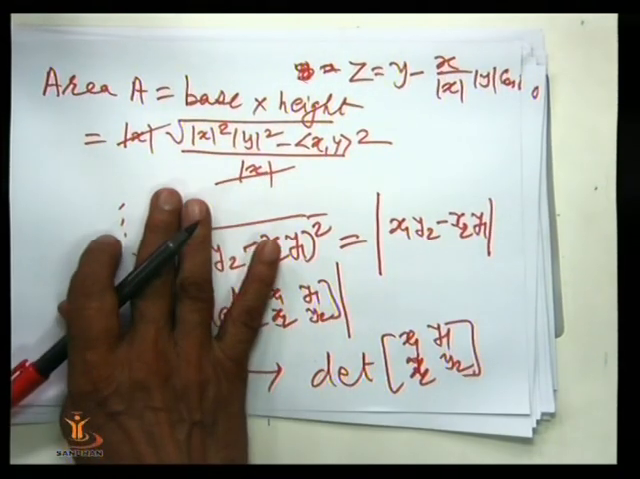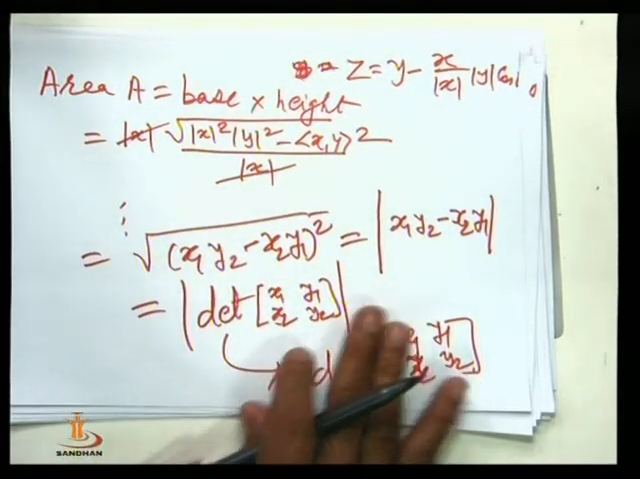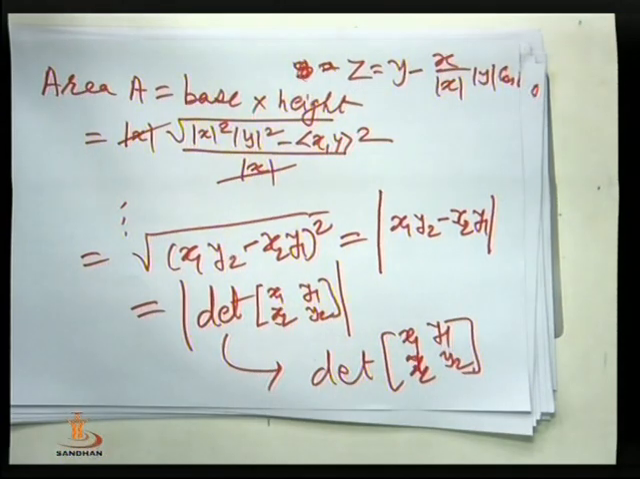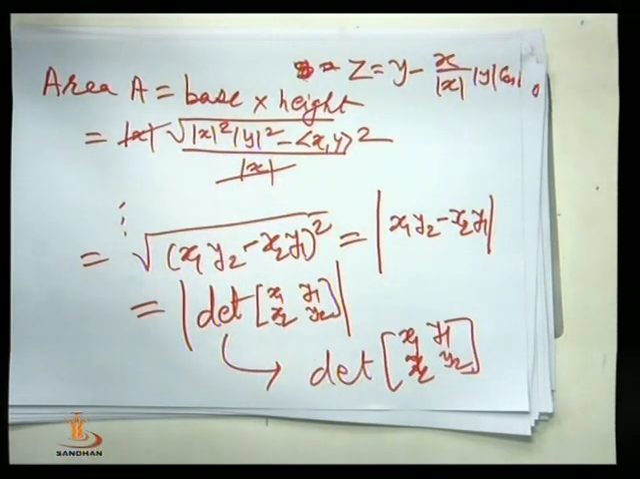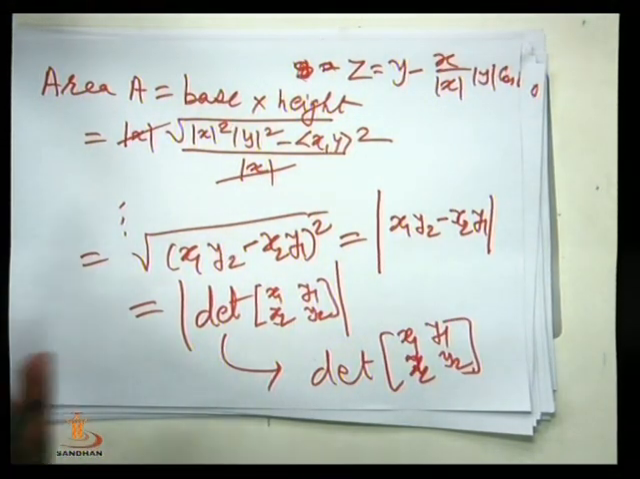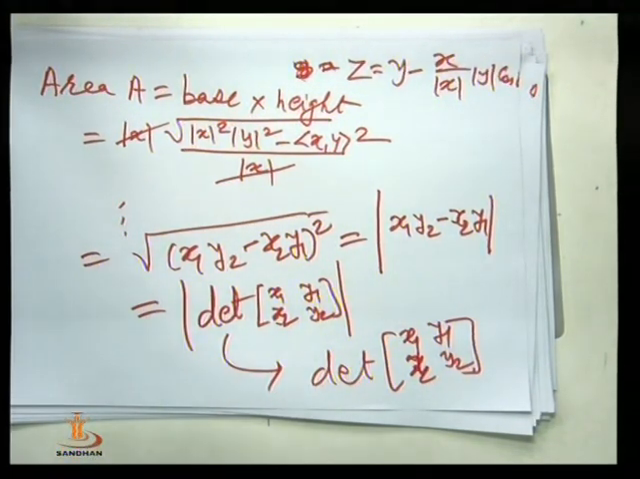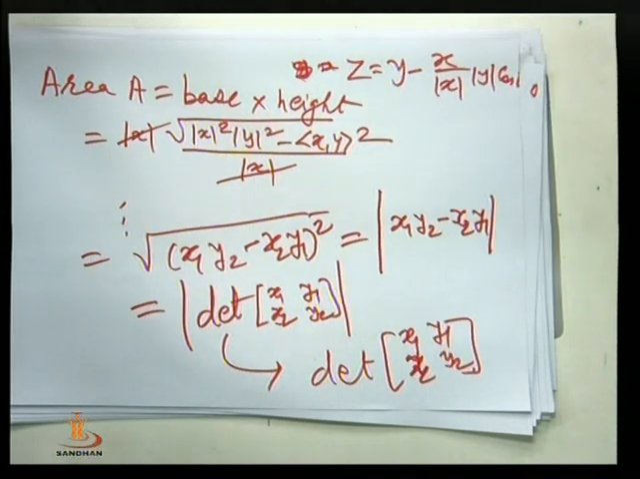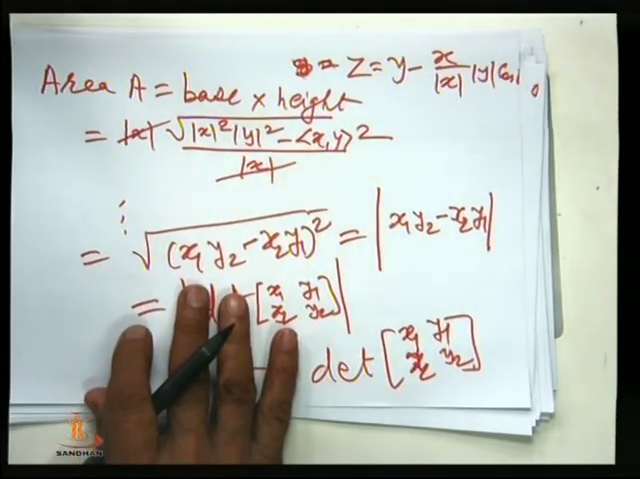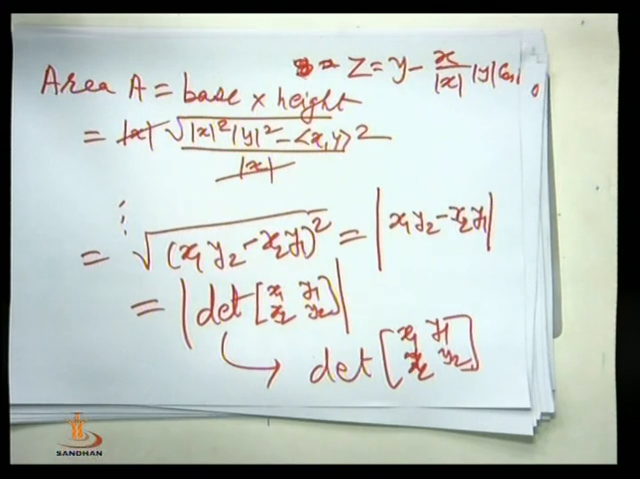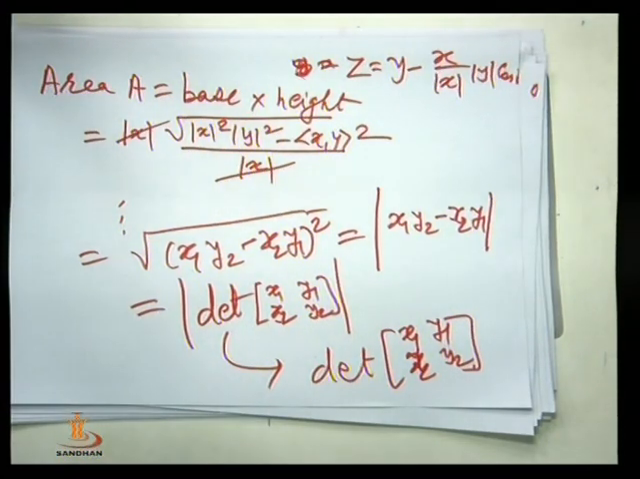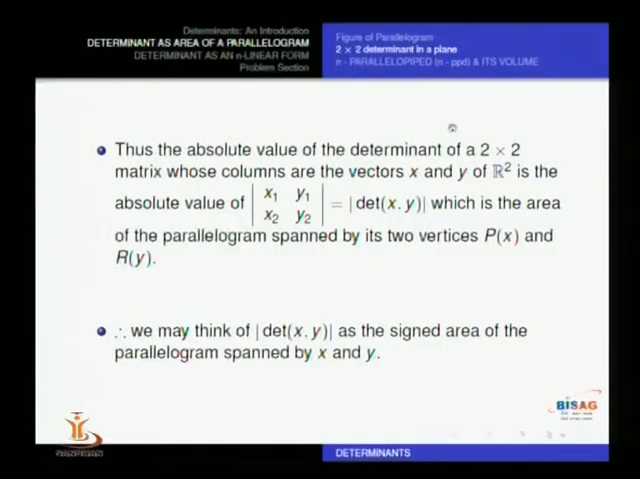Here we are concerned with area, so it is signed area, but this can be generalized for 3-dimensional and in general n-dimensional, but that remains the same. When you take 3-dimensional, then it is a parallelepiped. 2-dimensional is a parallelogram, 3-dimensional is the usual parallelepiped, as shown.